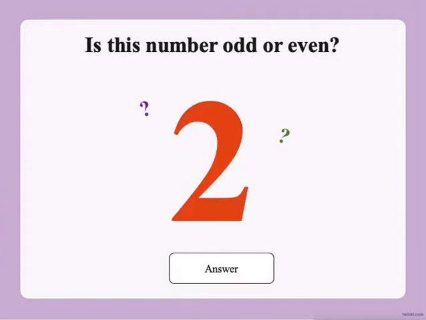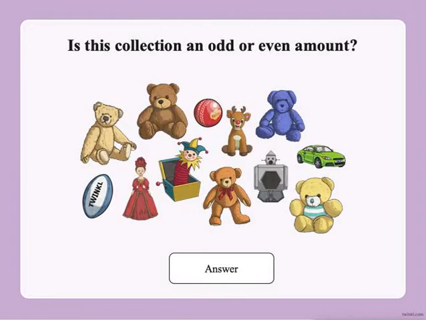Okay, next number. 2, is 2 odd or even? So 2 divided by 2 is 1. It can be divided by 2 evenly. So 2 is an even number. Okay, let's look at this set, boys. So we have a set of toys here, and we're asked, is this collection odd or even?